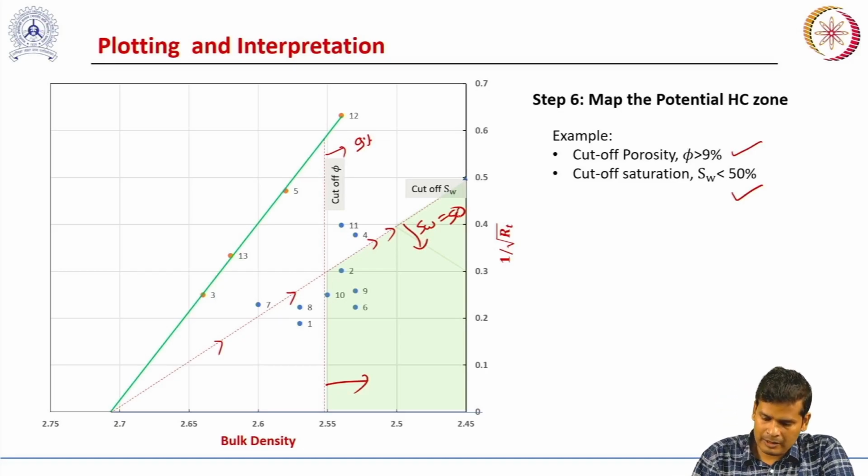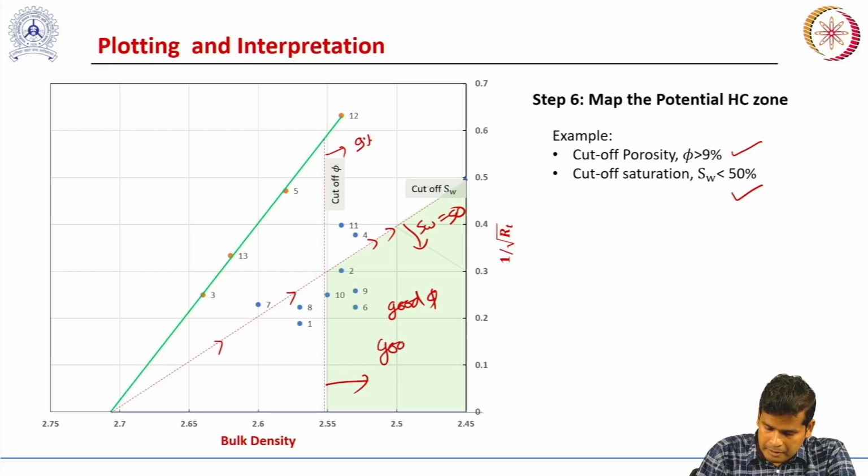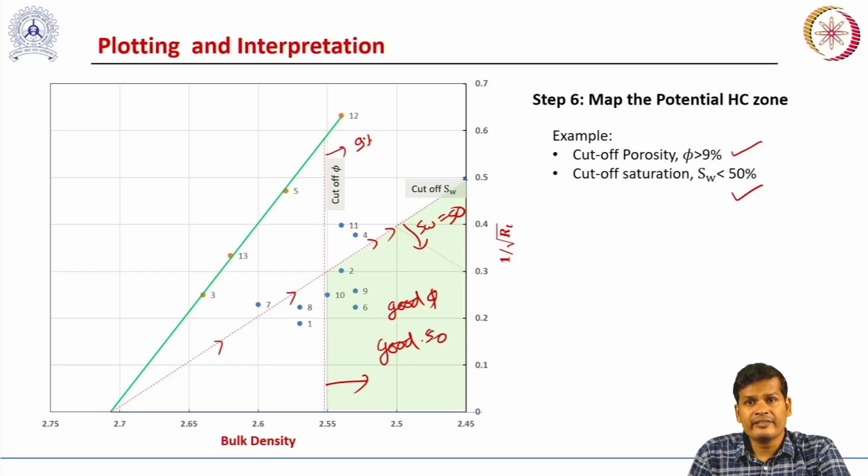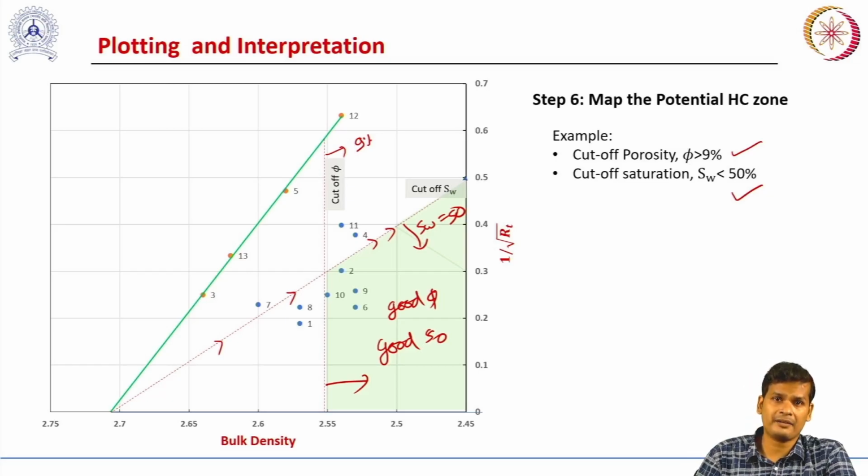So all the points in this zone should belong to my potential hydrocarbon zone where I have sufficient quantity of hydrocarbon which could be produced because I have good porosity and good oil saturation. So here I have good porosity and good oil saturation. That means sufficient quantity of oil is there because of high porosity and high oil saturation, and because we have good porosity, good permeability could also be expected.